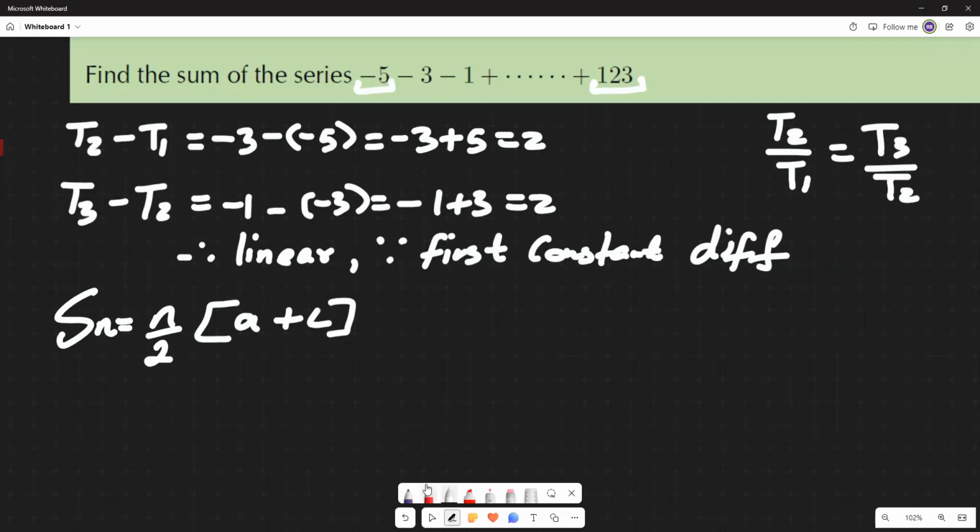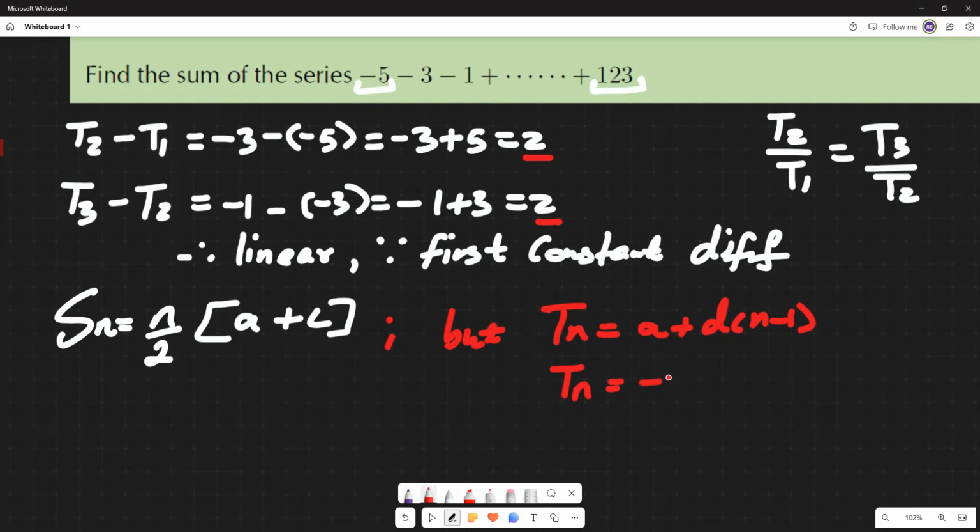Okay. So I'll say Tn equals a plus d into n minus 1, which is the formula of the general term of a linear or arithmetic pattern. Right. I know that my constant difference is 2, so my d is 2. Then I have Tn equals, the first term is minus 5, so a is minus 5, plus 2 into n minus 1, right?